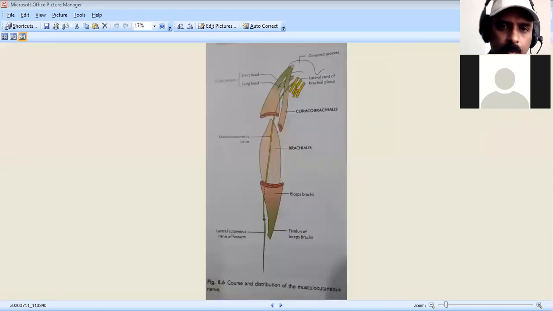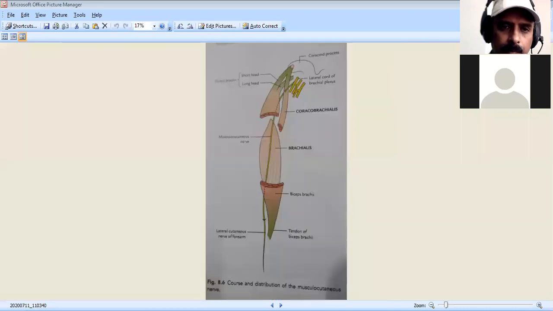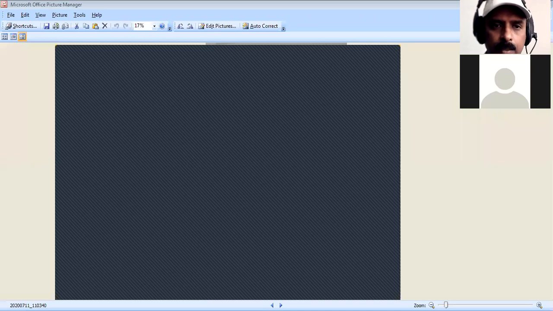Next, I want to focus on the next slide. Other questions commonly asked concern other muscles like the trapezius and the palmaris longus. In this you have to know one more question which is asked.